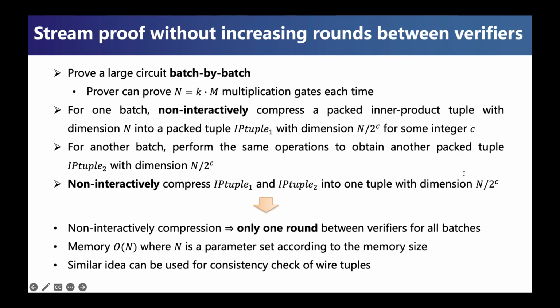The memory is bounded here. N is a parameter that can be set according to the memory size. A similar idea can be used for the consistency check of wire tuples.